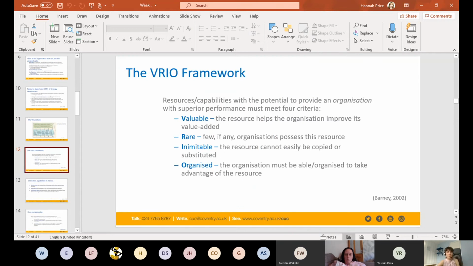Now, carrying on this theme of what makes a company unique and gives it advantage, there's a framework that you can use. The first time I studied this was at master's level, so it's quite a useful acronym to look at if you want to see if something really does make you stand out. So let's look at Freddie's example of click and collect at Aldi. Is it valuable in terms of adding value to the customer experience? What do you reckon, Freddie?